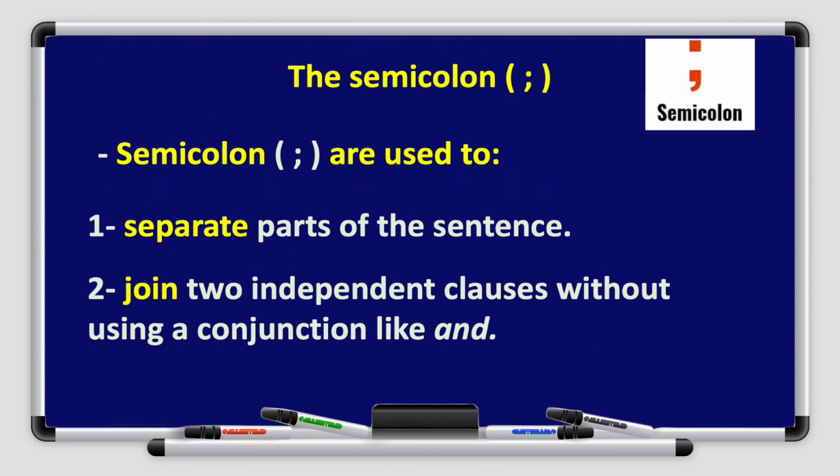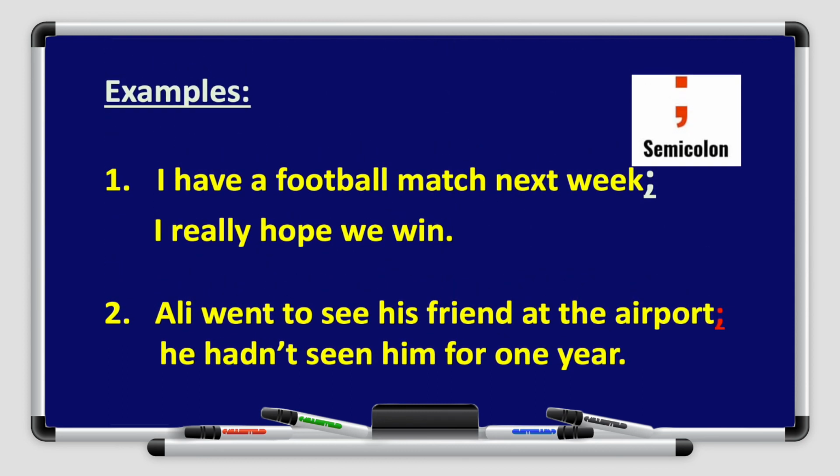So why do we use a semicolon? First of all, number 1, it separates the parts of the sentence. And number 2, we join two independent clauses without using a conjunction like and. Instead of using and, we would write a semicolon. Okay, we have examples here. Number 1, I have a football match next week; I really hope we win.